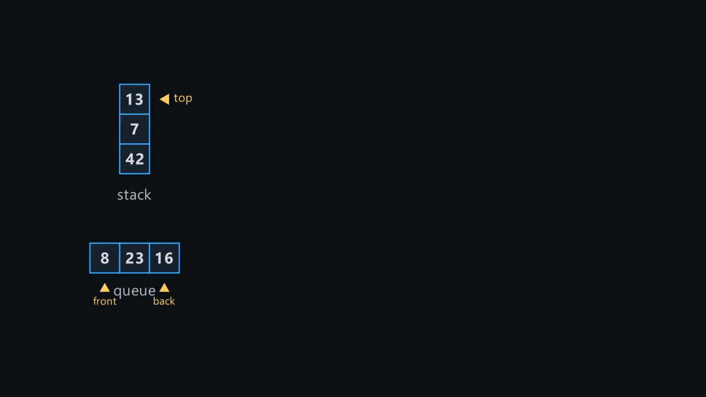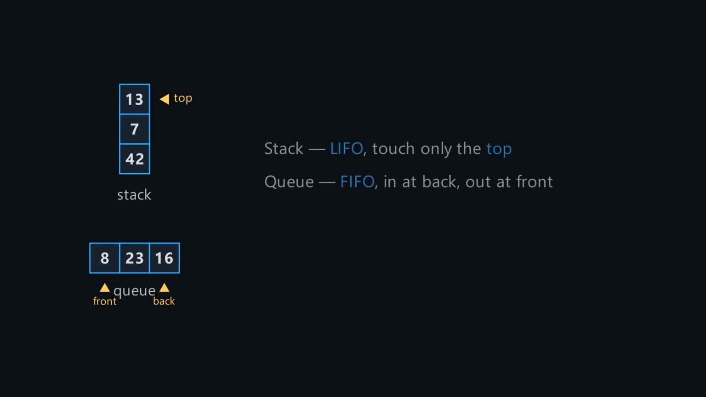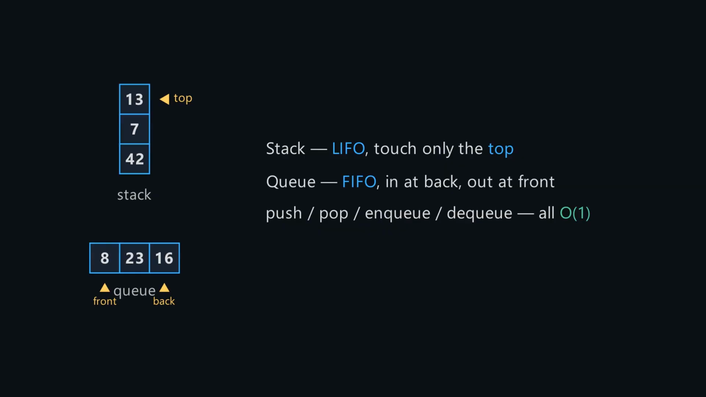Okay, let's bring it all home. A stack is last in, first out. You only touch the top with push, pop, and peek. A queue is first in, first out. In at the back with enqueue, out at the front with dequeue. And every single one of those operations, O of 1.